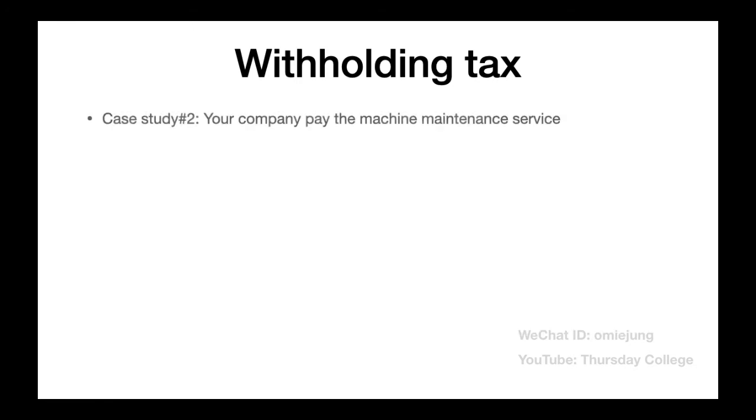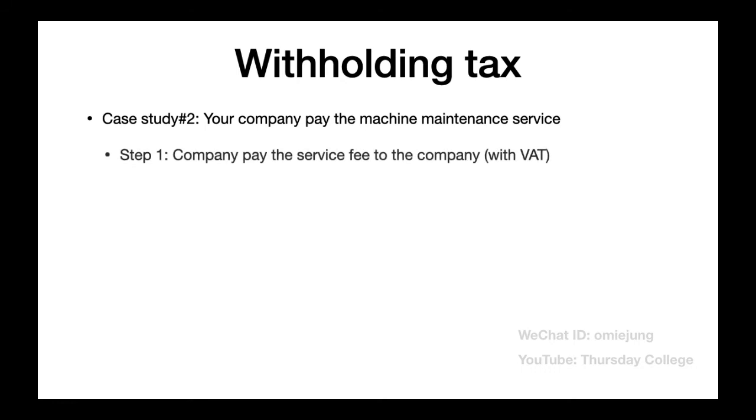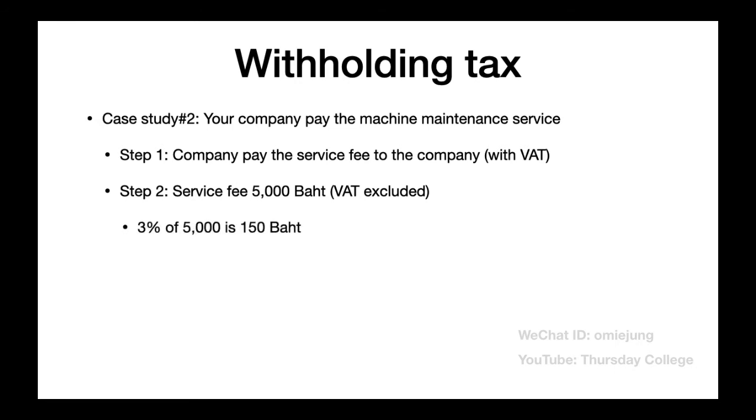Okay, next case study, number 2. Your company pays for machine maintenance, and it comes from the company, not from an individual anymore. So it means you need to pay the VAT. Let's say you need to pay a service fee of 5,000 baht. The withholding tax is applied by law for more than 1,000 baht, and since this is a company, 3% of 5,000 baht is 150.